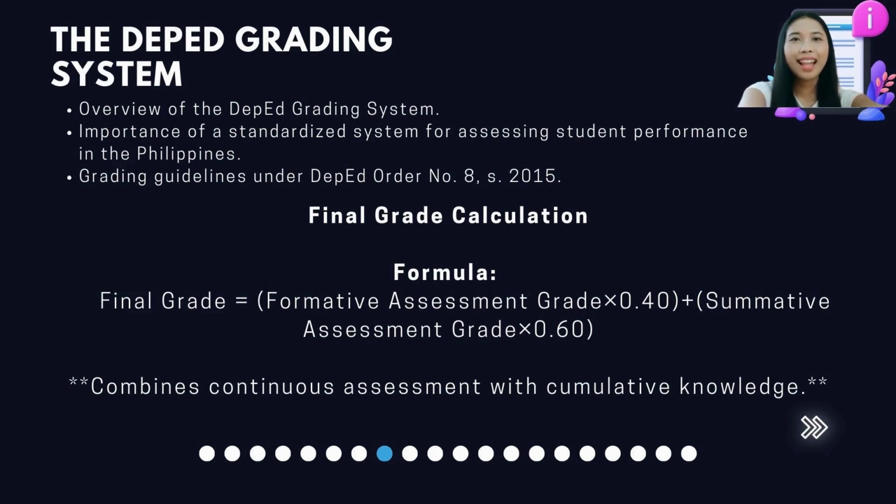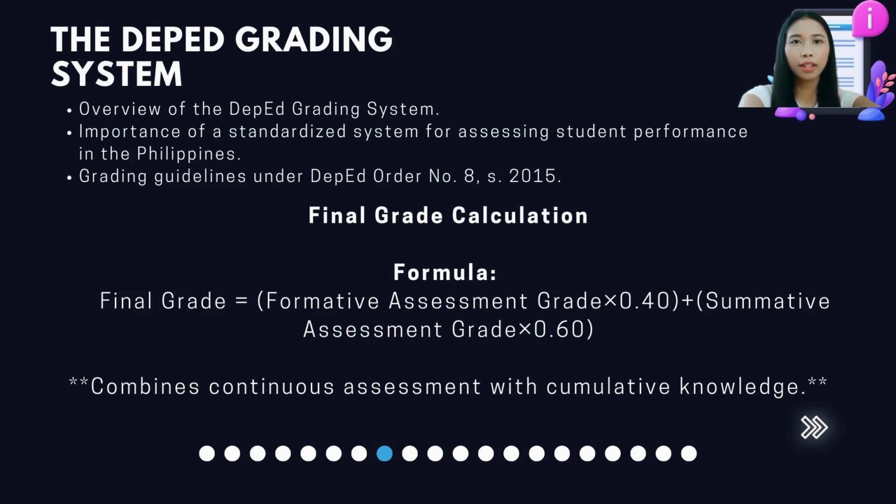To begin with, let me give you an overview of the DepEd grading system. The DepEd, or commonly known as Department of Education in the Philippines, has established a comprehensive grading system that serves as a framework for assessing student performance from grade 1 to grade 12, or what we call K-12. This system is designed to provide a standardized approach to evaluating academic achievement across various learning areas.